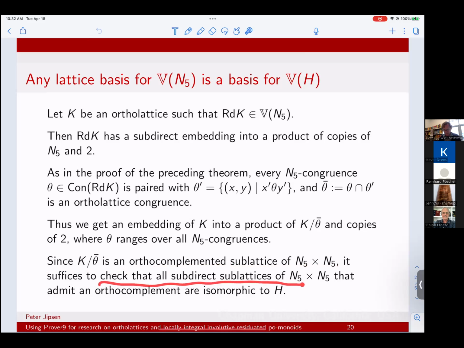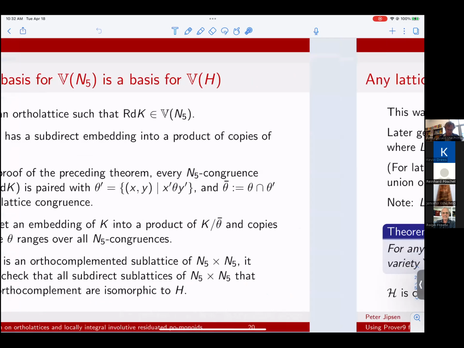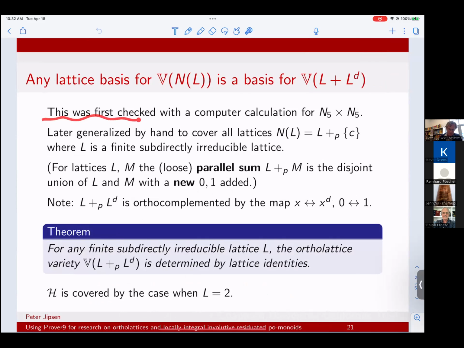we now just have to check that all the subdirect sublattices of N5 cross N5 that admit an orthocomplement are in fact isomorphic to H, so that nothing else can creep into this image of the rho functor. And this was first checked because it's a finite calculation, but tedious. This was checked by a computer calculation, not with Prover9, just running a little Python script.